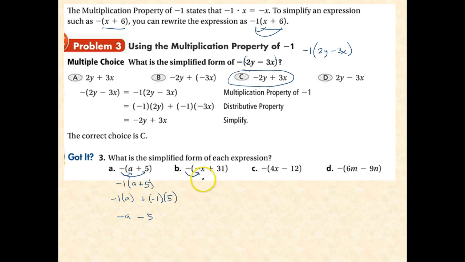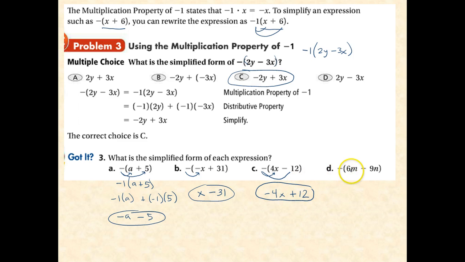Negative times negative is a positive x. And then negative times a positive is a -31. Negative times a positive is a -4x. Negative times a negative is a positive 12. Negative times a positive is a -6m. Negative times a negative is a positive 9n.